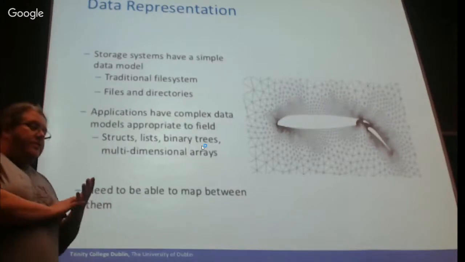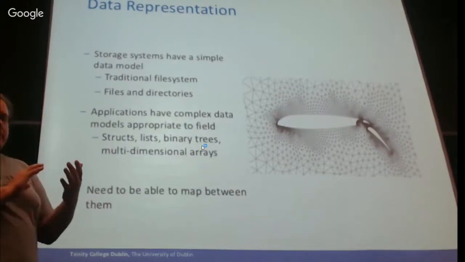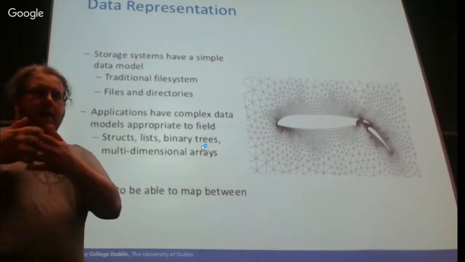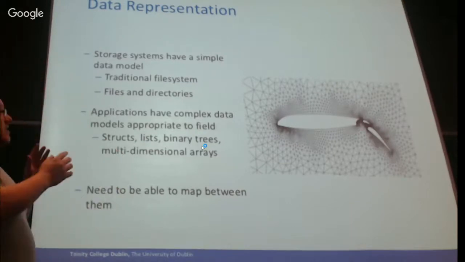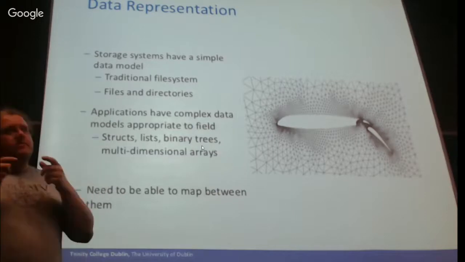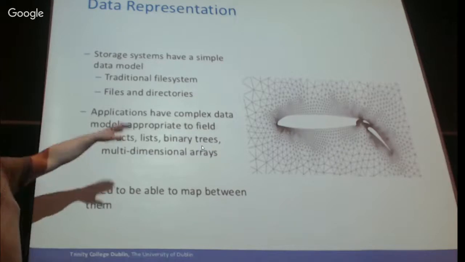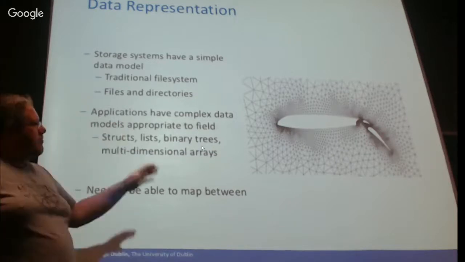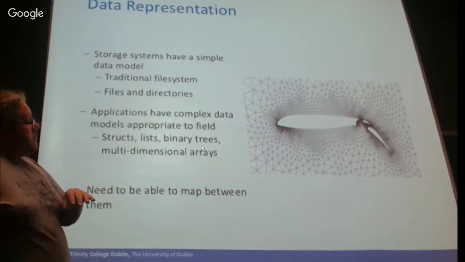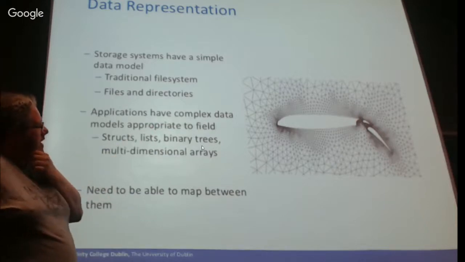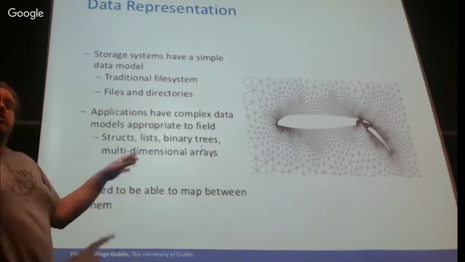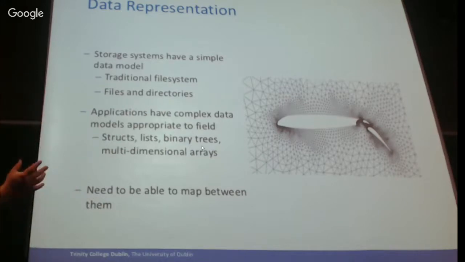And the other thing that we have to keep in mind when we're talking about how we're going to do our I/O in the parallel world is that there's this disconnect between what we as programmers and modelers would like to see, where we have a complex data structure. Now this is some sort of mesh for airflow over a wing or some such computational thing. But you can see that it is not a regular structure. It has all sorts of weird and wonderful things. It will have lists, binary trees, and multi-dimensional arrays, and all these sort of data structures that we have.